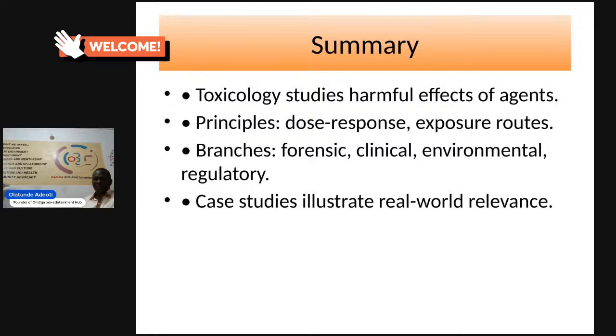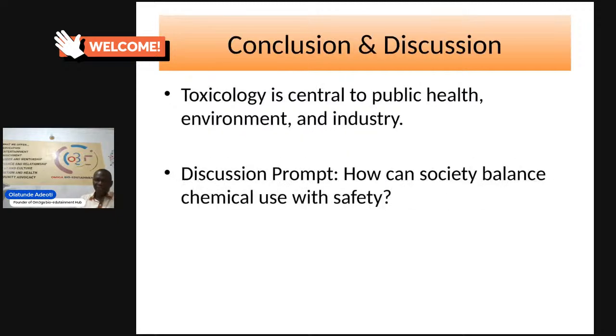The summary of what we have done is that toxicology is the study of harmful effects of agents. The principles of dose response relationship and exposure route are very important. The branches of toxicology are forensic, clinical, environmental, as well as regulatory. We have real world examples that I have mentioned in this course. Toxicology is central to public health, the environment and industry. So the question now is, how can society balance chemicals with their safety?